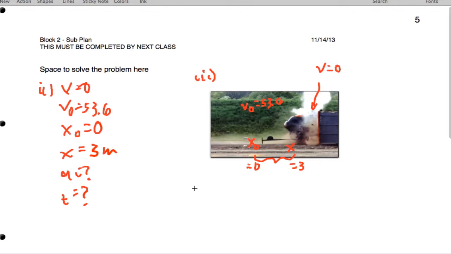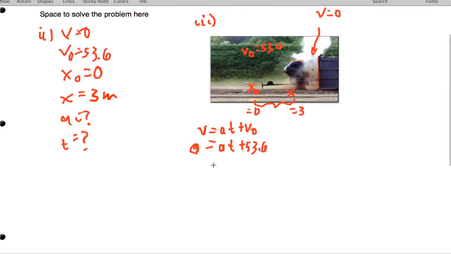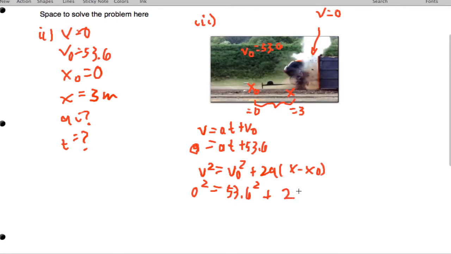So now I can go ahead and plug numbers into equations. So I'll do V equals AT plus V naught, and then I'll plug in my numbers. So I get 0 equals AT plus 53.6. Can't do anything with that because I've got 2 unknowns. So let's go to the second equation. V squared equals V naught squared plus 2A times x minus x naught. So I'm getting 0 squared equals 53.6 squared plus 2 times A times 3 minus 0.